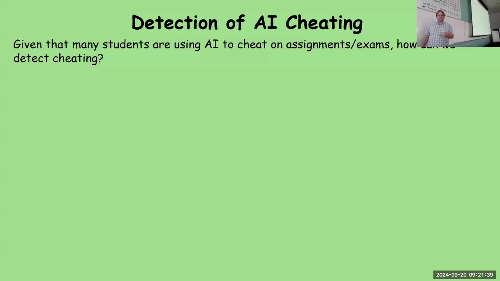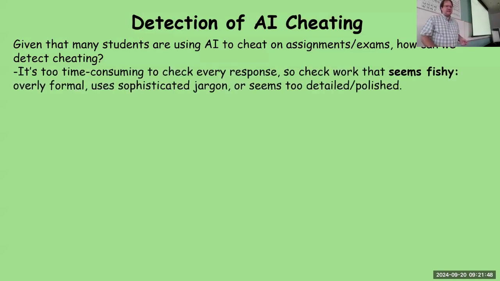So given that a lot of students are using AI to cheat on assignments and exams, how can we detect that? How can we tell that this is happening? I think if you're doing a good class where you have a lot of engagement, as people should, if you're an online instructor, it's too time consuming to check every response. I'll show you later how many responses I have for my online class, but it's too much to check every single one. So what I do is I just check those responses that seem fishy.